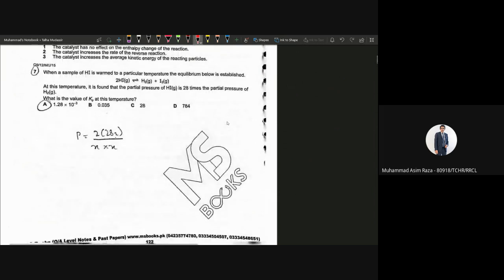Then look at question number 7. It says when a sample of HI is warmed to a particular temperature, an equilibrium is established. At this temperature it is found that the partial pressure of HI is 28 times the partial pressure of H2. Okay, so just write it down here that the partial pressure due to HI is 28 times the partial pressure of H2.